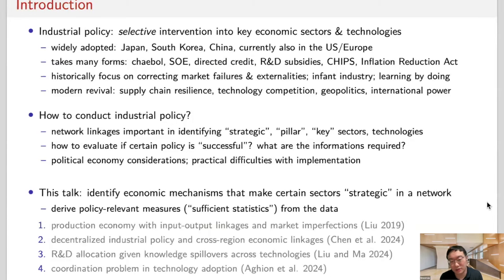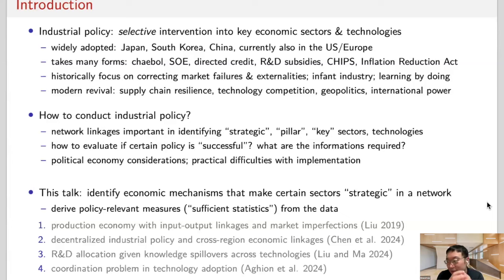In this talk, I'm going to cover a selection of academic works that I've been part of, trying to identify distinct economic mechanisms that make certain sectors strategic in a network. Each of these studies aims to derive some policy-relevant measure that we can actually measure in the data and that's not so susceptible to measurement error.